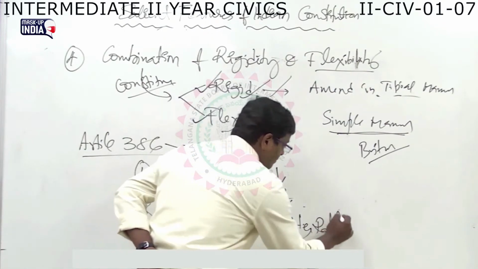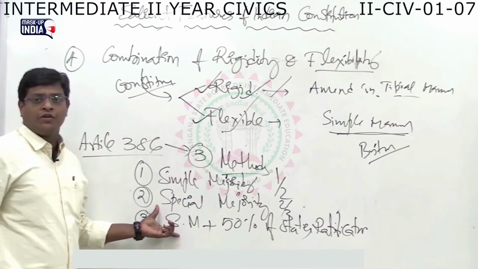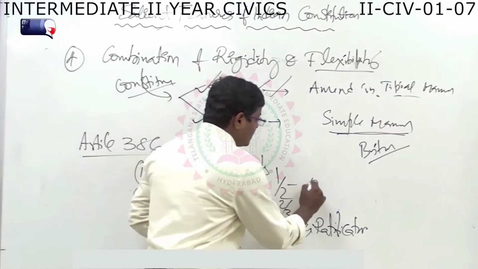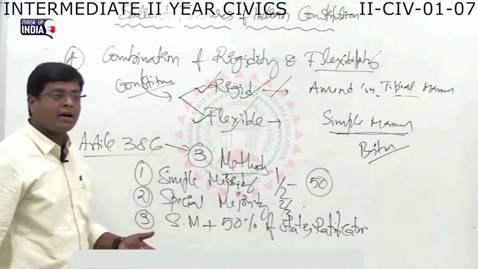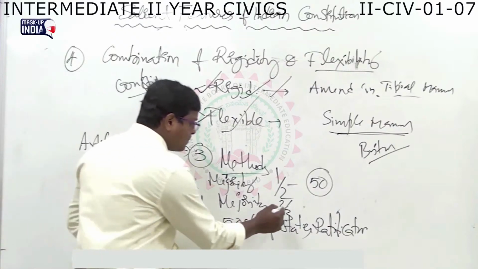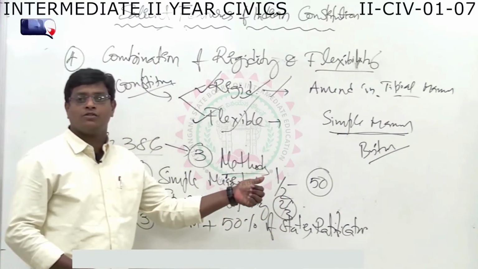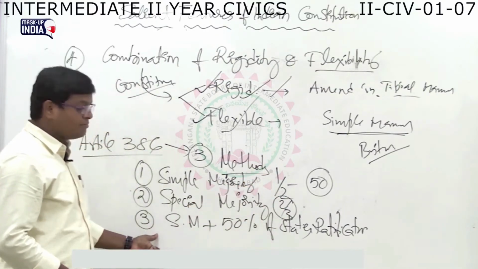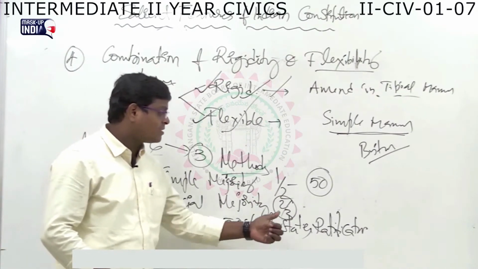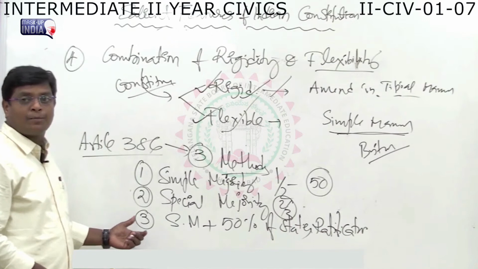Keep in mind, all of you. There are three different methods to amend the Indian Constitution. One is simple majority, that is a 1/2 majority. That means 50% of the total number of the house, both houses of the Parliament of India. And special majority, 2/3 majority. Out of three, two should accept. And the third is special majority plus 50% of states ratification. 50% of states should approve to amend some of the provisions.